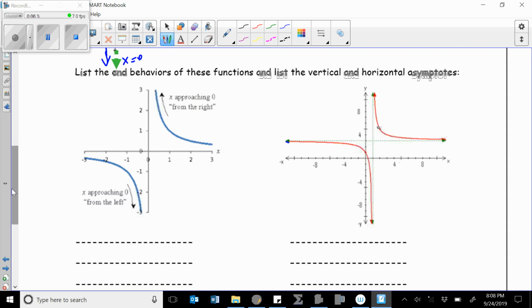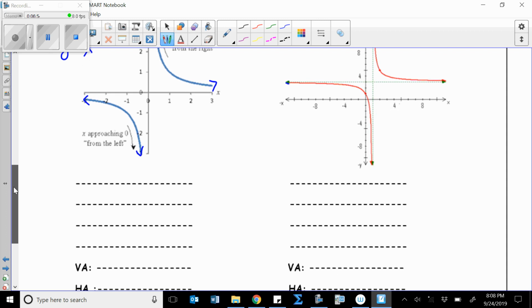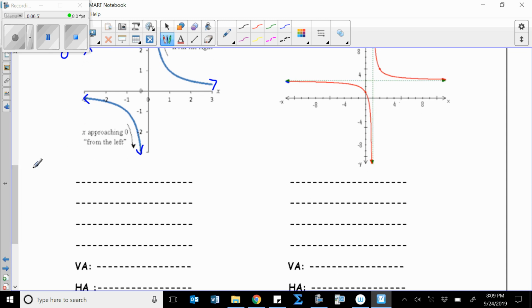Now we want to find the end behaviors of functions. Let's first of all start with the parent function, which is 1 over x. So y equal to 1 over x is the equation of this parent rational function. So the end behaviors are this one, this one, this one, and this one. We have 4 ends on our function. So we need to decide what is happening to our x and y on each of these end behaviors.